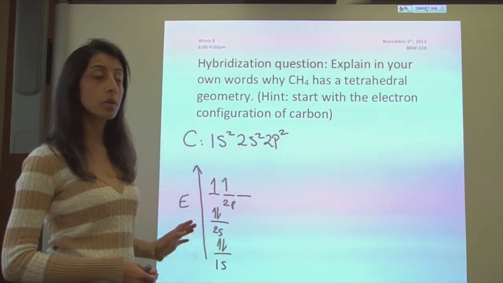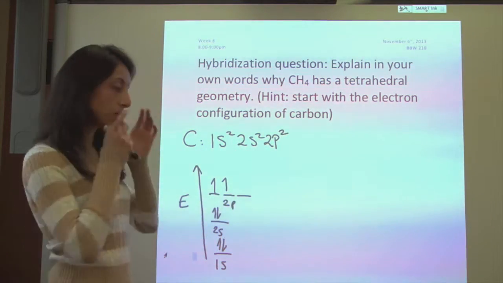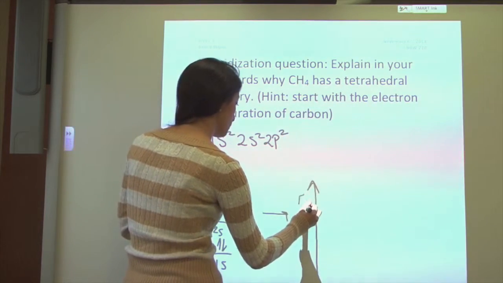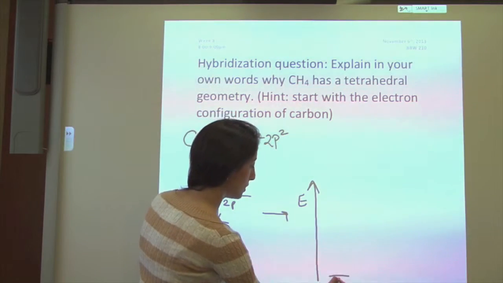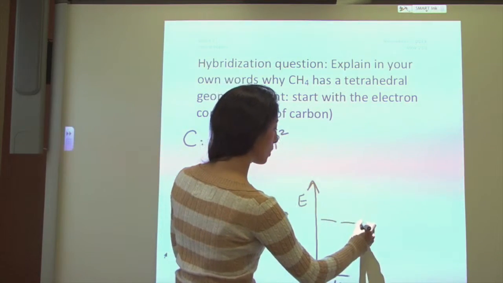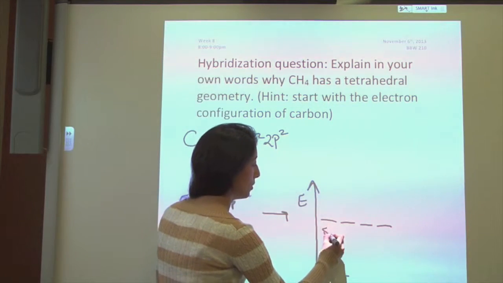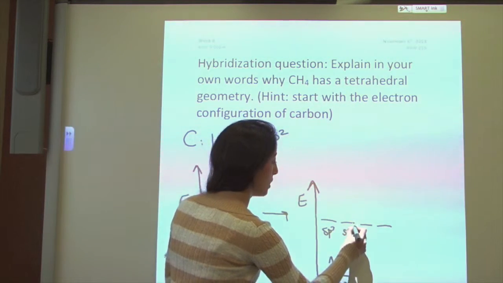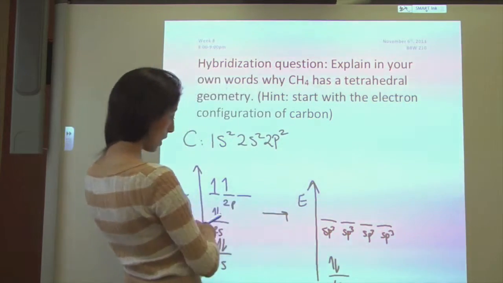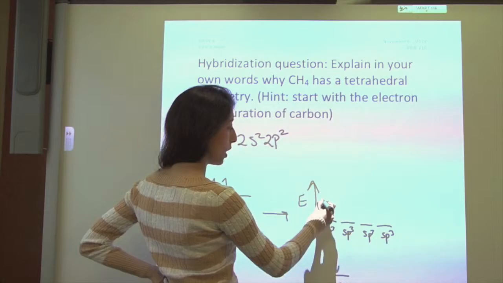So in order to explain that observation, we utilize the concept of hybridization. And what we end up doing, this 1s is going to stay where it is with its 2 electrons. But we form 4 hybrid orbitals, and each one of them is going to be an sp3 because it is 1 part s and 3 part p. And the 4 electrons, the 2 in the 2s and 2 from the 2p, fill up these hybrid orbitals.